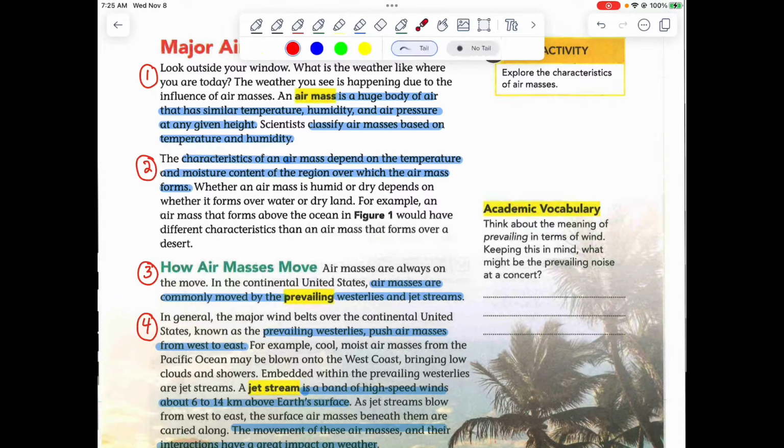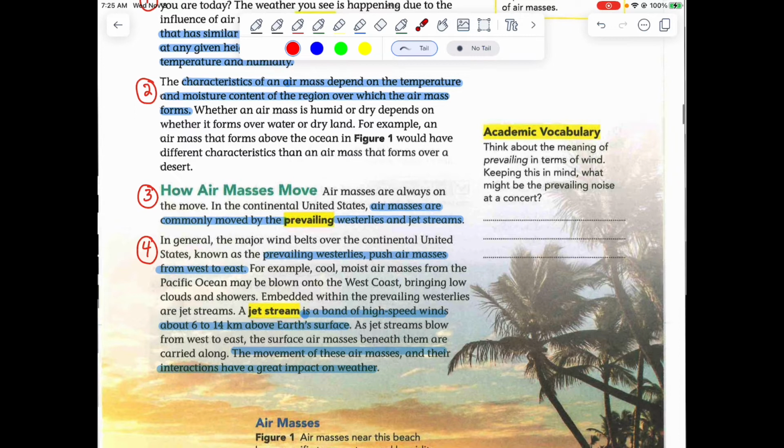Moving along a little bit further, my next section, paragraph 3, talks about how air masses move. So I'm looking for things that tell me how they move. And the first thing I highlighted was air masses are commonly moved by the prevailing westerlies and jet streams. So that specifically answers how they move. They've got an entire tiny little paragraph devoted to that, so it's probably pretty important.